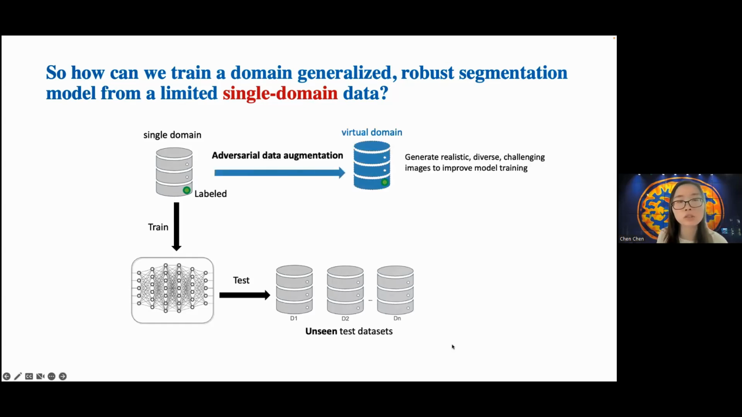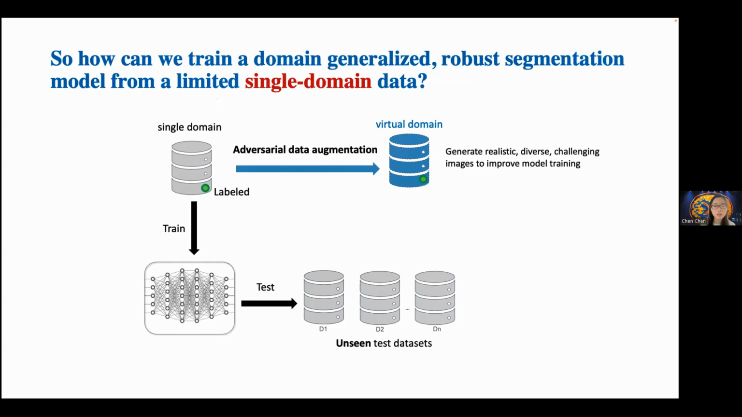Our approach is so-called adversarial data augmentation. The idea behind it is that we're trying to synthesize a virtual domain, which contains some realistic, diverse and challenging image variations to enhance the training data set. We add it into the original training data set and then use it as data augmentation to improve the model training, with the hope that finally the performance on those unseen data sets can be improved.